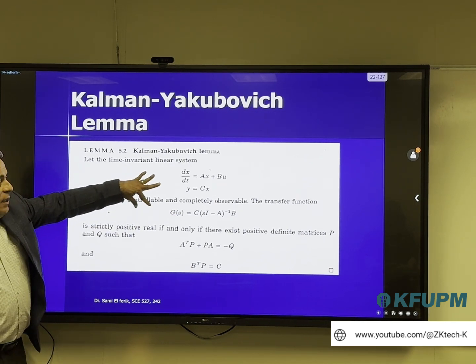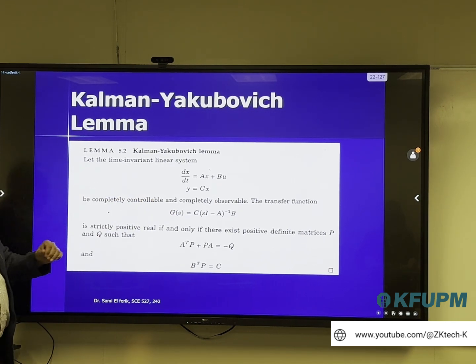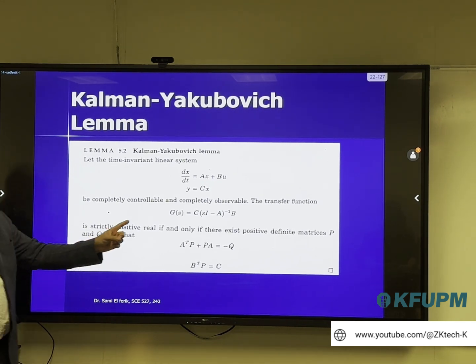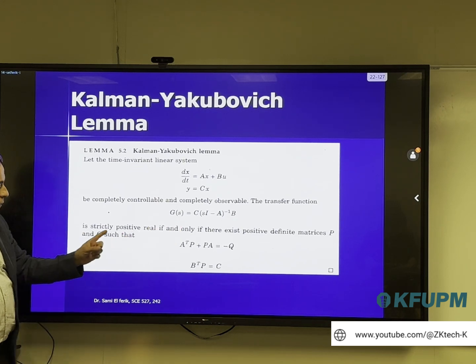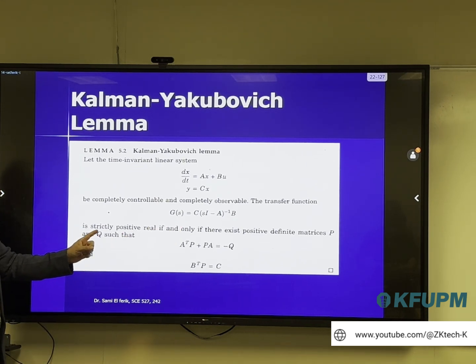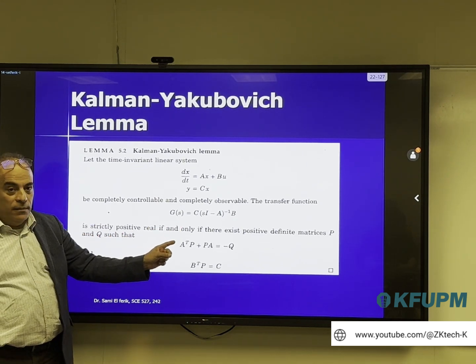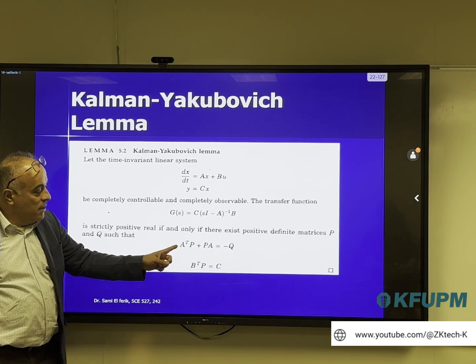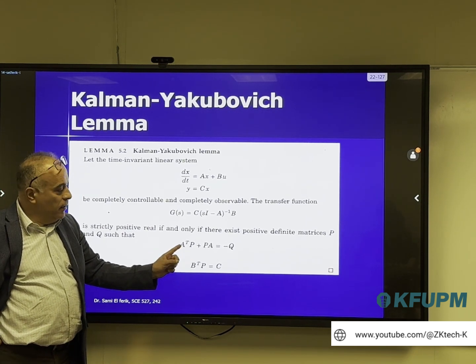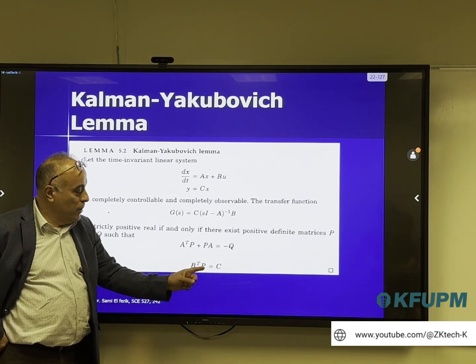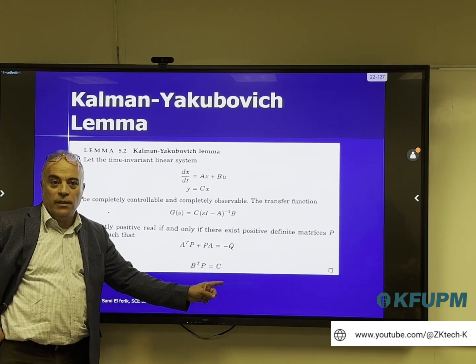Alright, so if I take this system, which is completely controllable and observable, and I compute the transfer function, and I find that the transfer function is strictly positive real, then it means there is a P such that A transpose P plus PA equals minus Q, and B transpose P is equal to C.